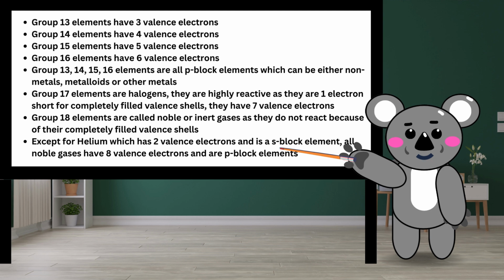Group 18 elements are called noble or inert gases, as they do not react because of their completely filled valence shells. Except for helium, which has 2 valence electrons and is an s-block element, all noble gases have 8 valence electrons and are p-block elements.